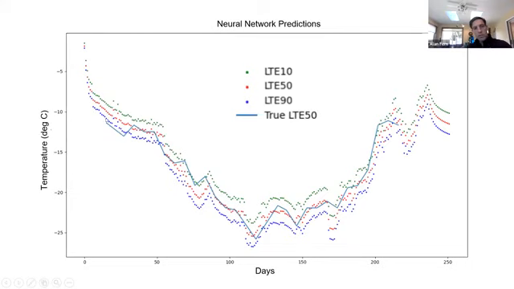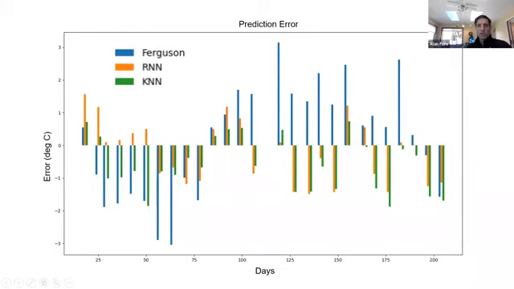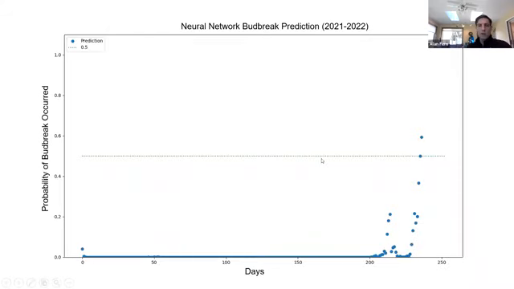This is just showing you the predictions of our model. We actually predict 10% damage, 90% damage, and 50% damage. And this is the dark blue line is the measured LTEs, and the red line is our predicted one. So qualitatively, they look pretty good. And I'll skip over this because we're getting low on time.